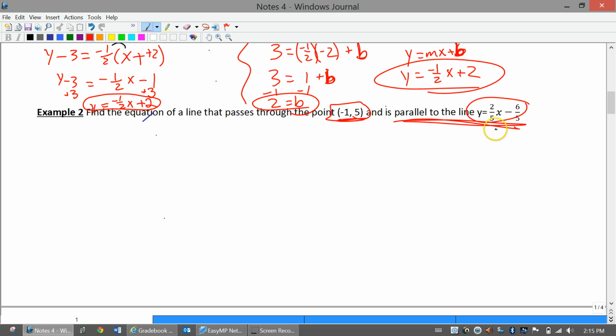We just look at this to find the slope, because this problem says that the new line is parallel to this line. So we look at this line and say that the slope is 2/5. That tells us that the parallel slope, if you reference what we did on Friday, meaning that parallel lines have the same slope, is going to be 2/5. Then we have our slope and a point, and we can write the equation of the line that way.